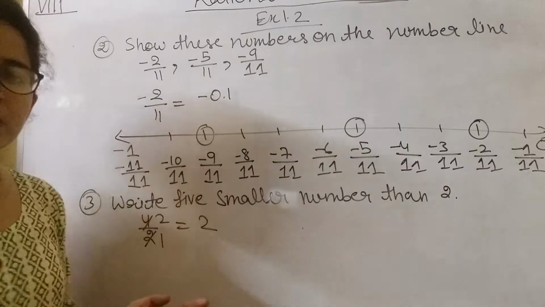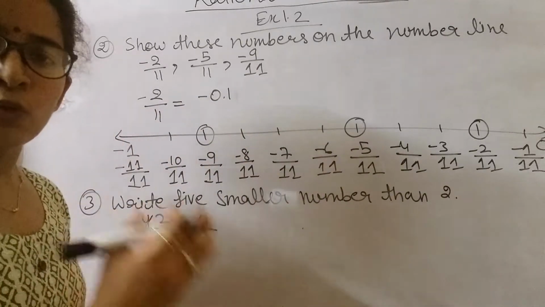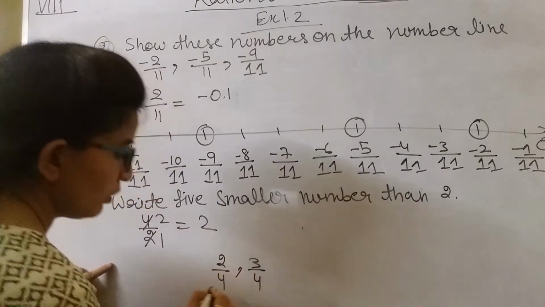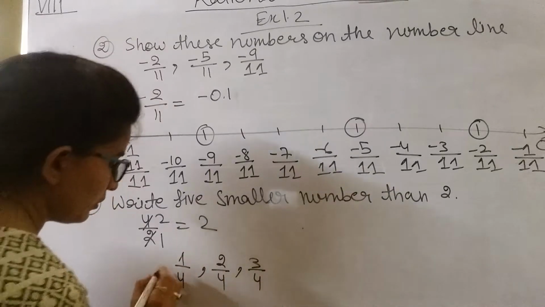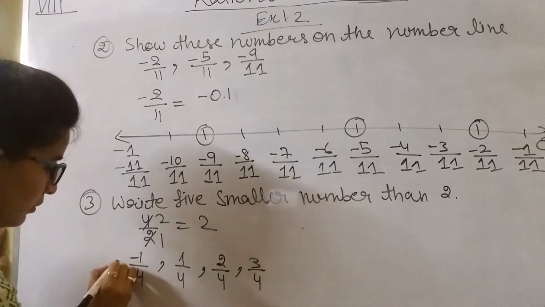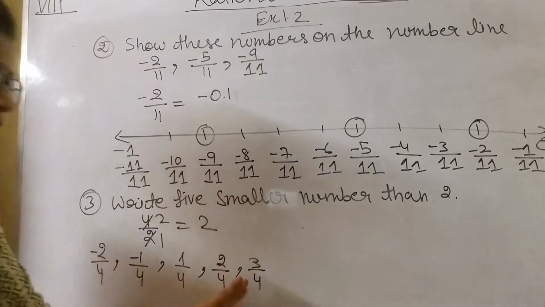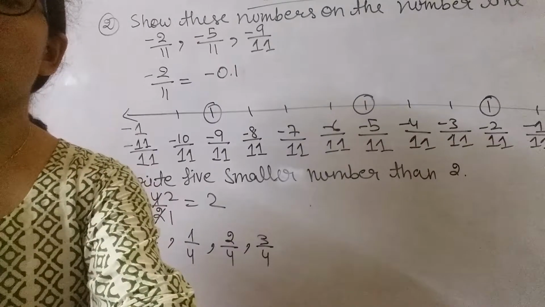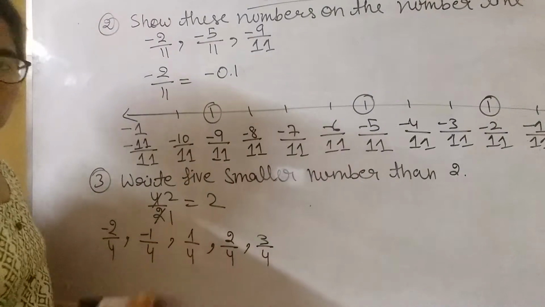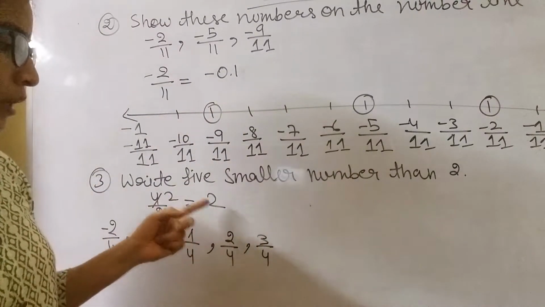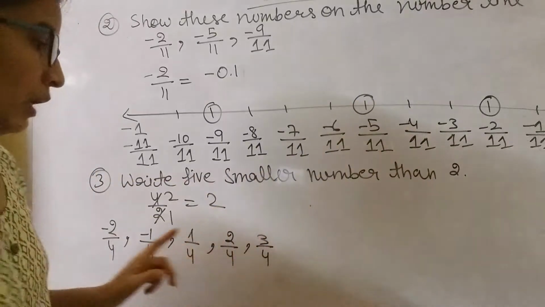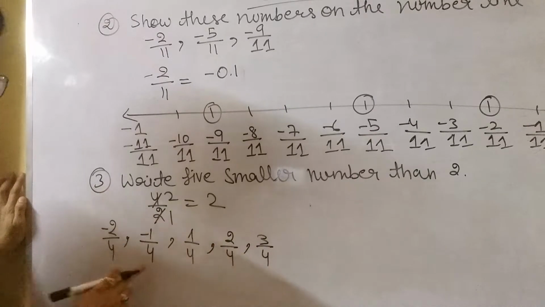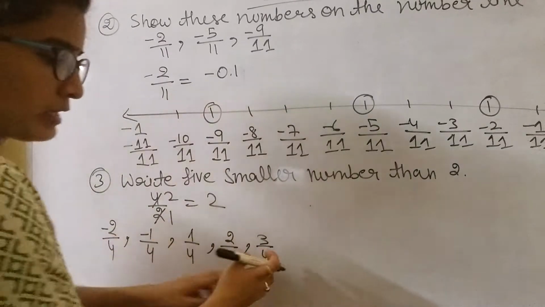So all the rational numbers in decreasing order from 4 by 2, that is 3 by 4, 2 by 4, 1 by 4, minus 1 by 4 and minus 2 by 4. These all numbers are smaller than 4 by 2, that is 2. So we had to write down 5 smaller numbers than 2. So now the numbers will be 3 by 4, 2 by 4, 1 by 4, minus 1 by 4 and minus 2 by 4. Like we can check them.